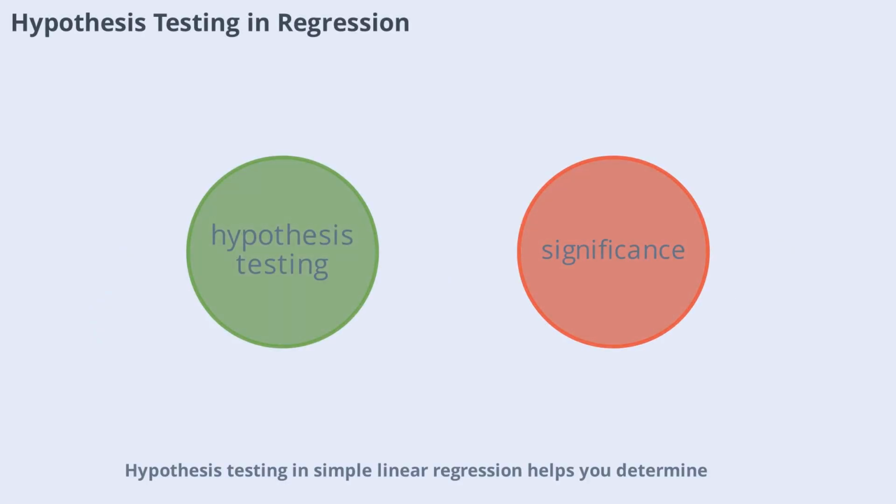Hypothesis testing in simple linear regression helps you determine whether the relationship between the variables is statistically significant. Typically, you test whether the slope is different from 0. If the test shows significance, it suggests a real relationship exists between the independent and dependent variables.